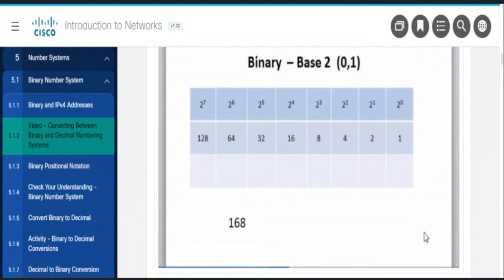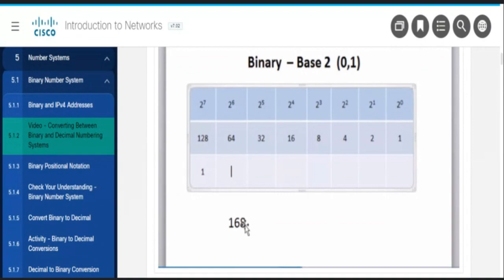If I want to write the number 168 in binary, I just have to find the corresponding place values and plug in either a 1 or a 0. So I'll go to the 128th place and ask myself, do I need 128 to reach 168? Yes, I do. So I'll put a 1 there.